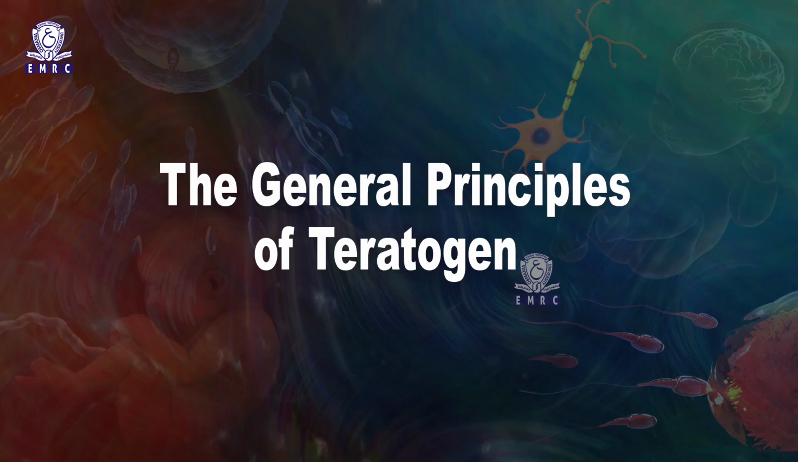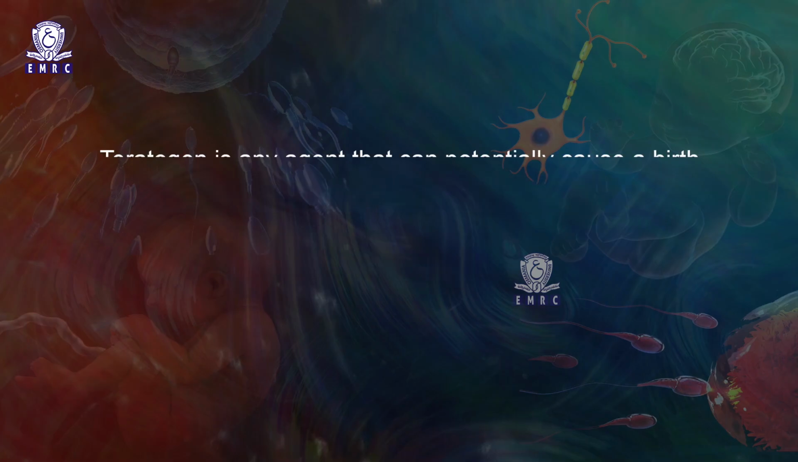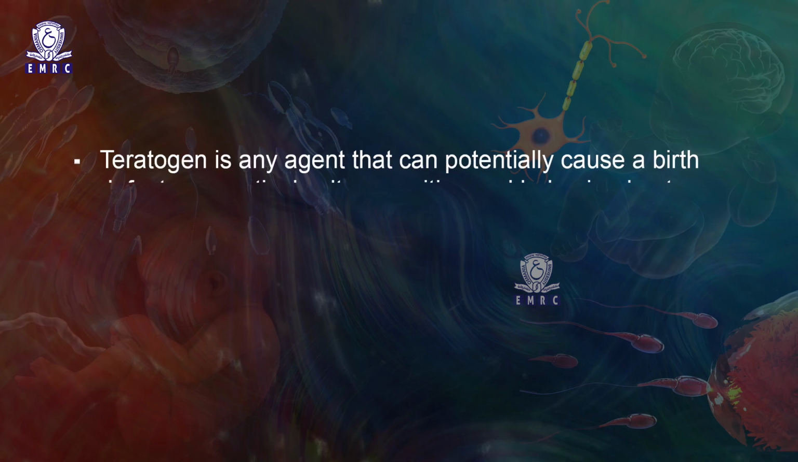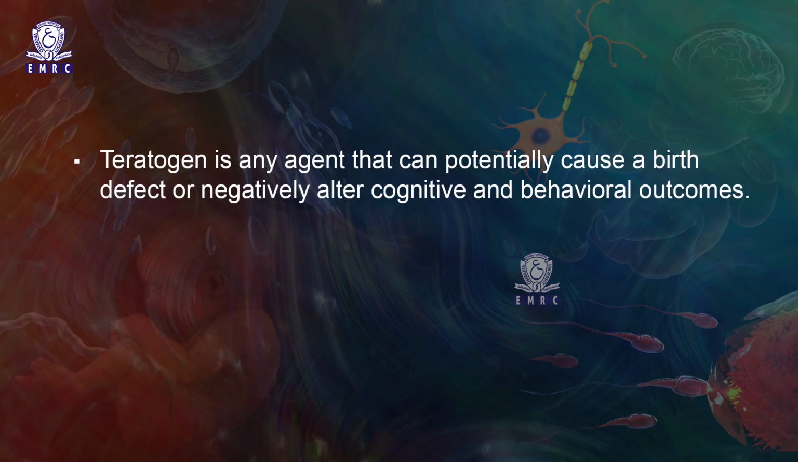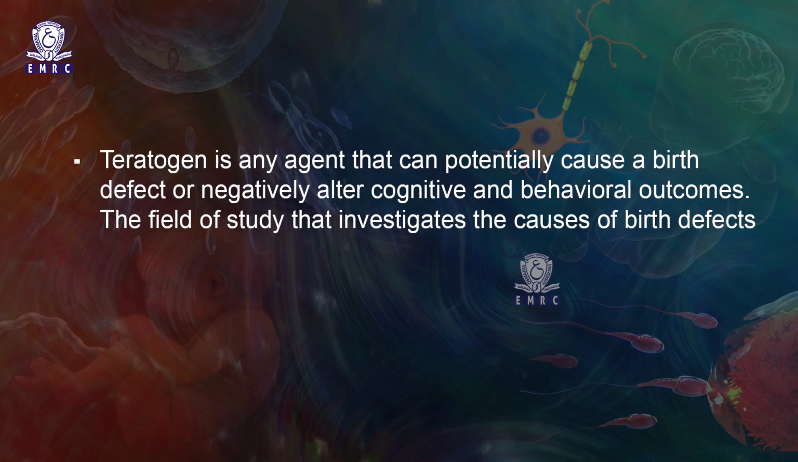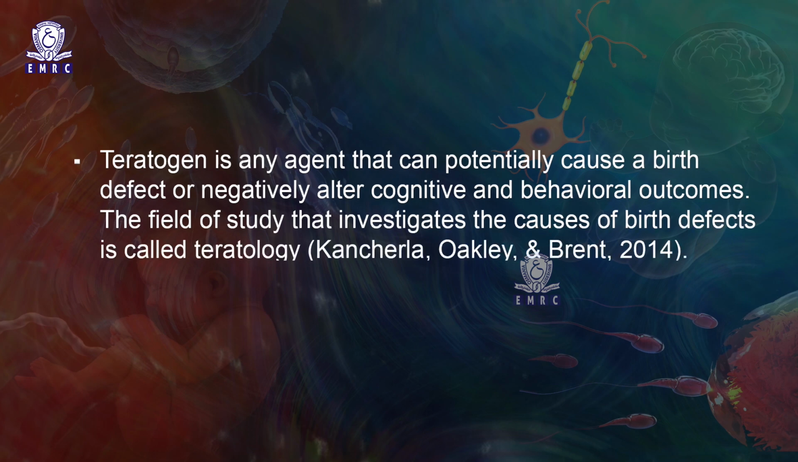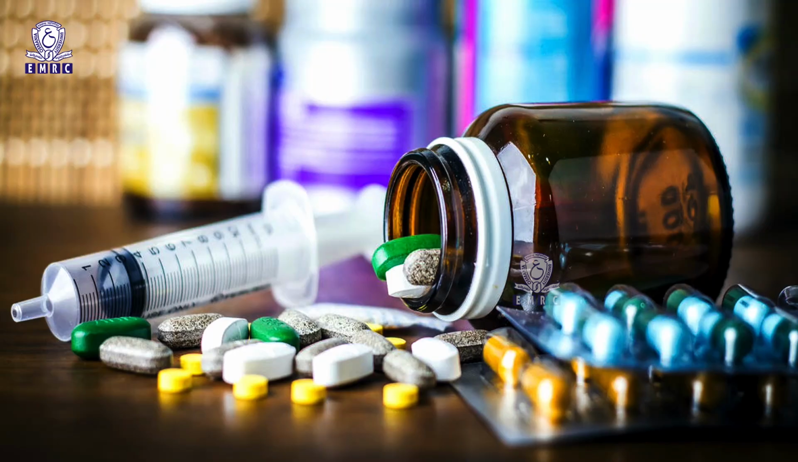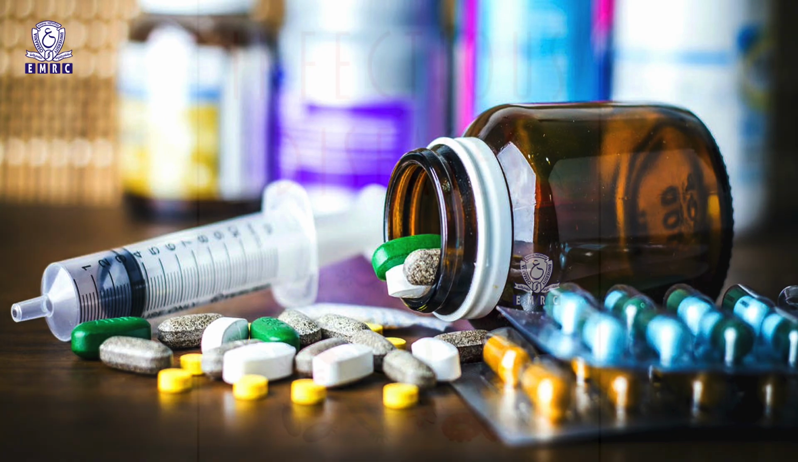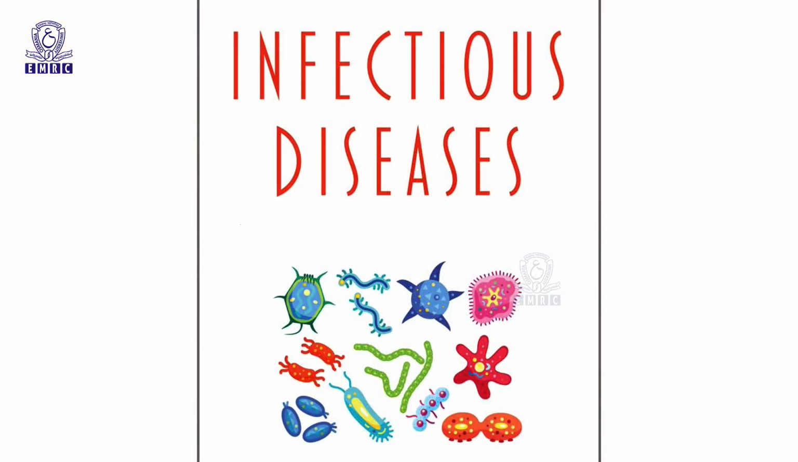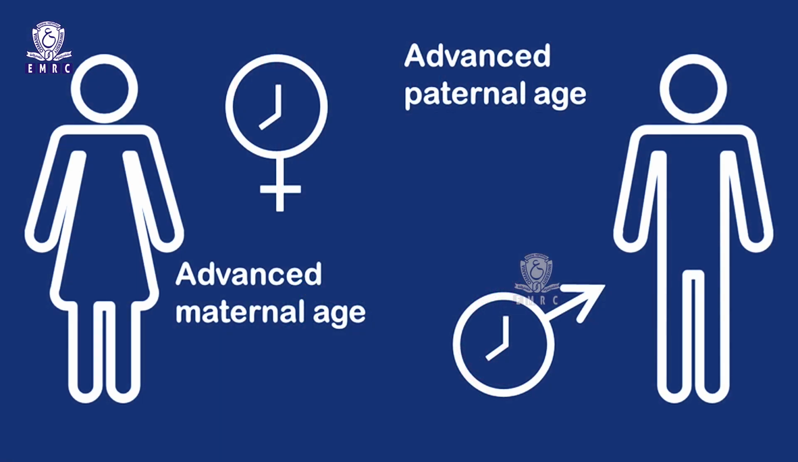The general principles of a teratogen. A teratogen is any agent that can potentially cause a birth defect or negatively alter cognitive and behavioral outcomes. The field of study that investigates the causes of birth defects is called teratology. Teratogens include drugs, incompatible blood types, environmental pollutants, infectious diseases, nutritional deficiencies, maternal stress, and advanced maternal and paternal age.